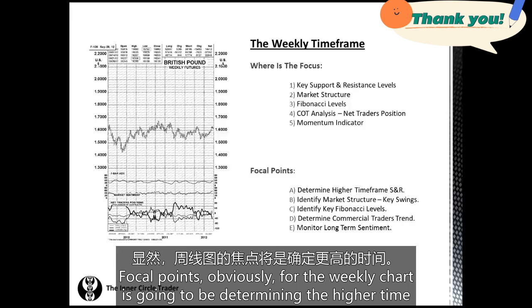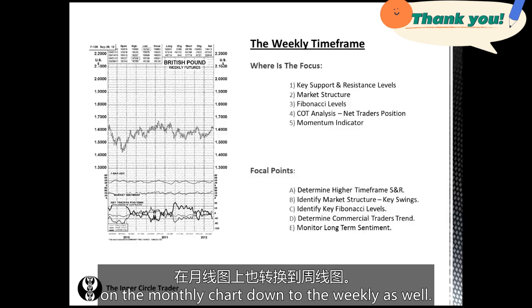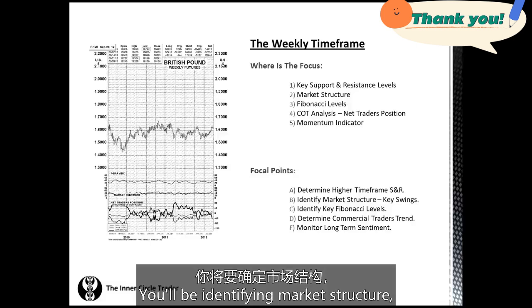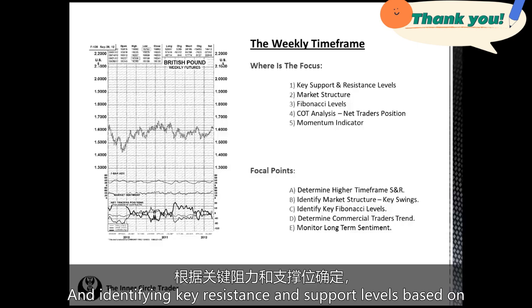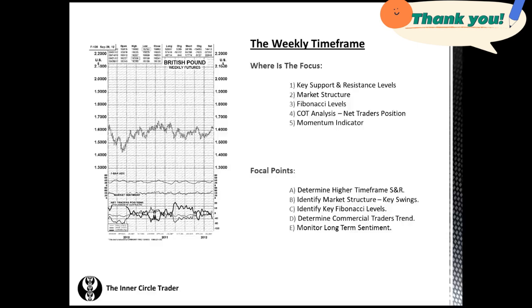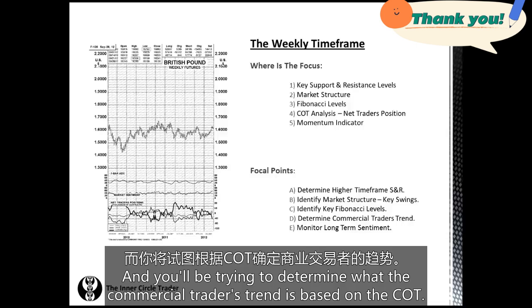Focal points, obviously, for the weekly chart is going to be determining the higher time frame support and resistance levels on this time frame, and transposing those that you find on the monthly chart down to the weekly as well. You're going to be identifying market structure, key swings, and highs and lows, okay, and identifying key resistance and support levels based on Fibonacci levels as well. So we're going to be looking for convergences, and you're going to be trying to determine what the commercial traders' trend is based on the COT.